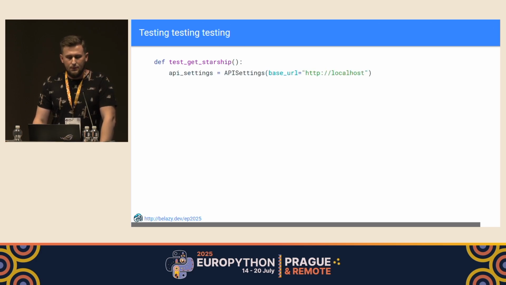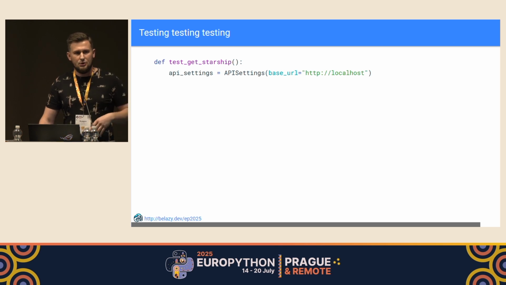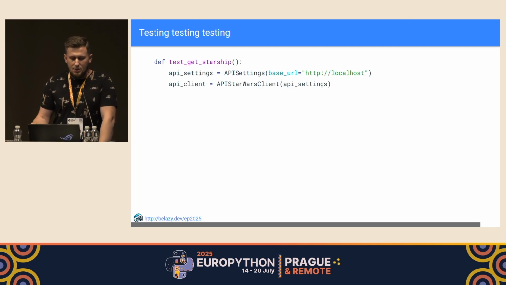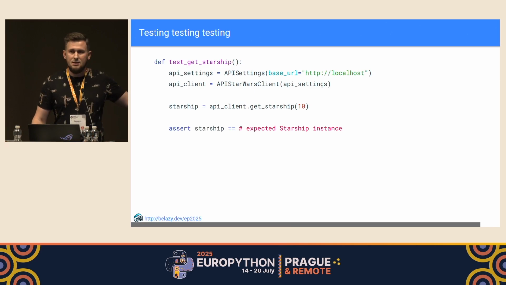So if we want to implement our API client, we will just create a tiny configuration only for API settings. We don't need to prepare the configuration for the whole project if we split it in smaller chunks. So we are only preparing API settings. We are initializing our new client, just calling the Starship and doing assertion. This test is super easy.